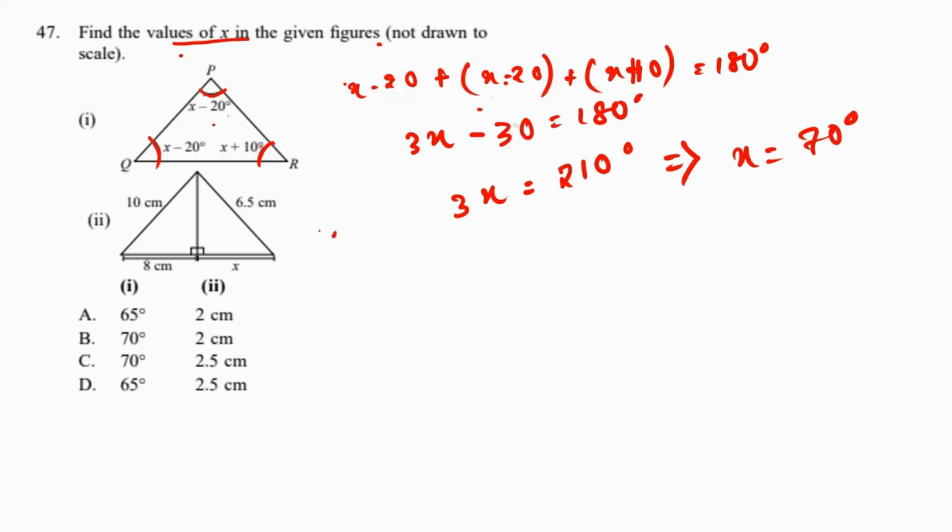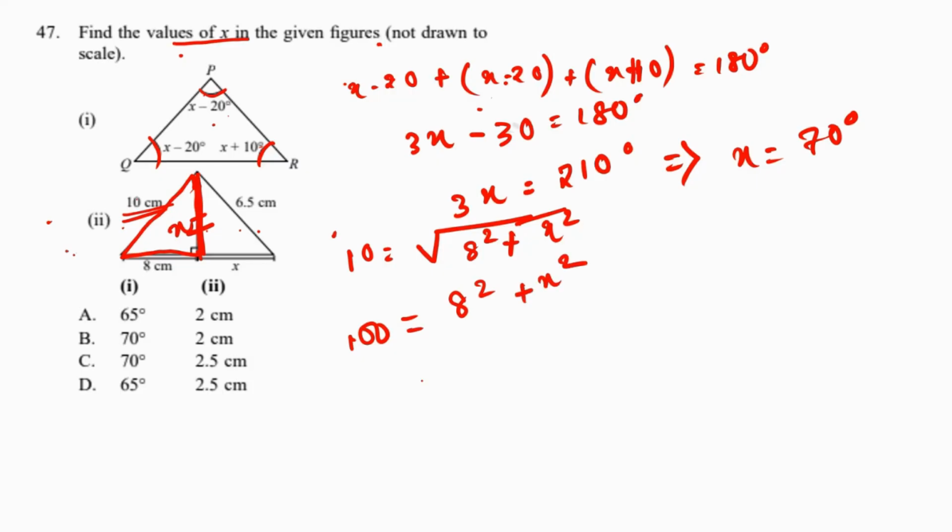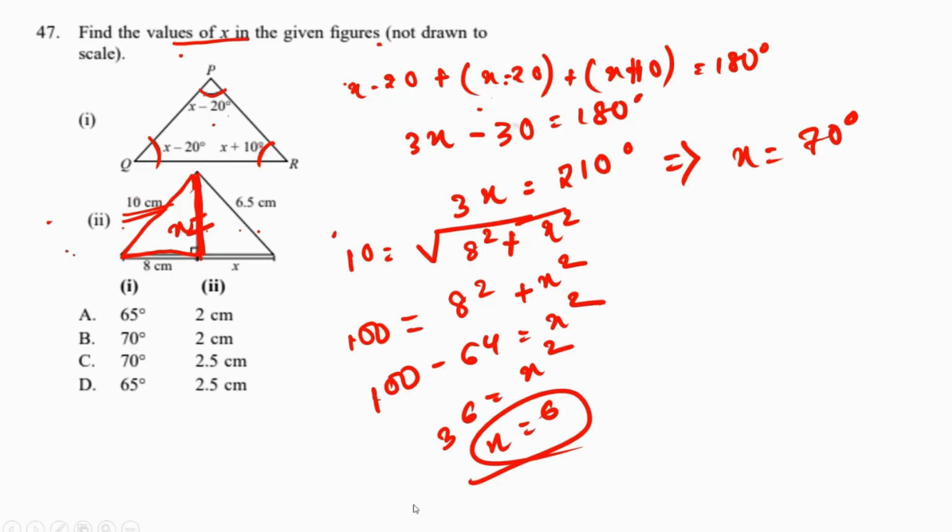For the second figure, we have to use the Pythagoras theorem. First, we need to find the altitude. For this triangle, using the information, we can find the altitude. The Pythagoras theorem states that the hypotenuse squared is equal to the altitude squared plus the base squared. Let's say the altitude is x. So basically 10 squared, 100, should equal x squared plus 64, or 100 minus 64 should be x squared, which is 36 equals x squared. So x is 6. Now we know the altitude is 6.